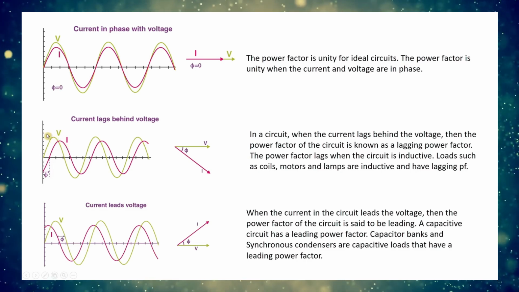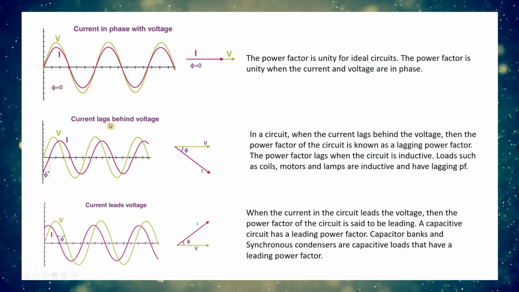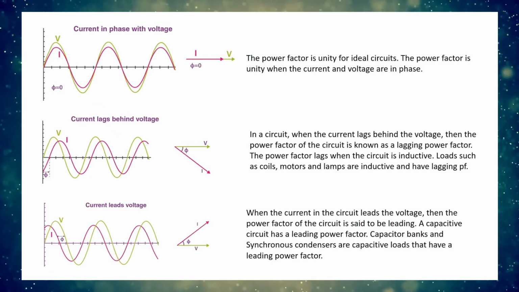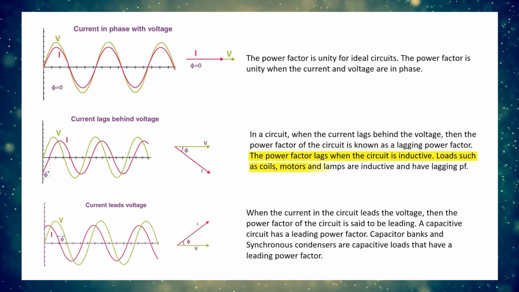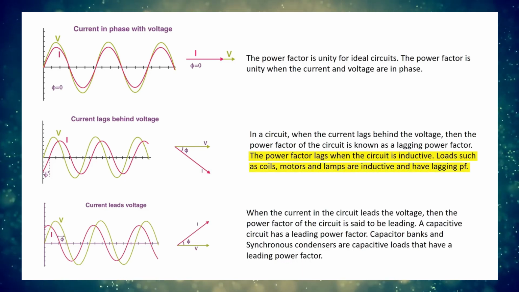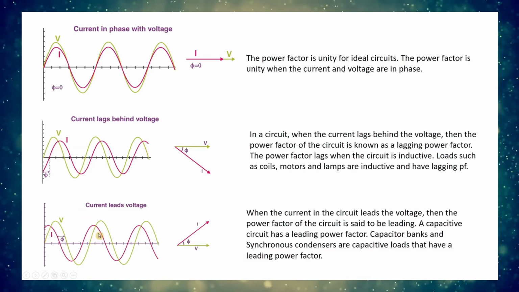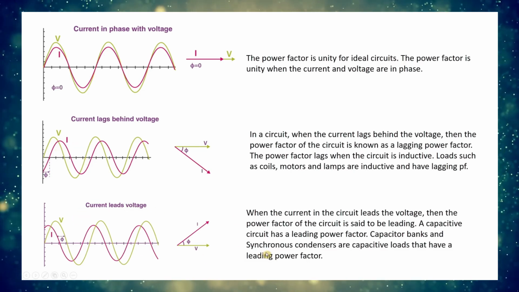If voltage and current are flowing together, then it is known as unity power factor. It means the power factor of your home is very good. But if in your home, voltage is leading and current is lagging, then it is known as lagging power factor.